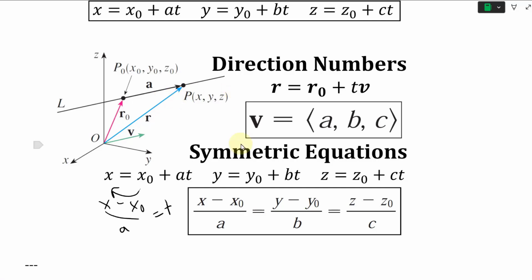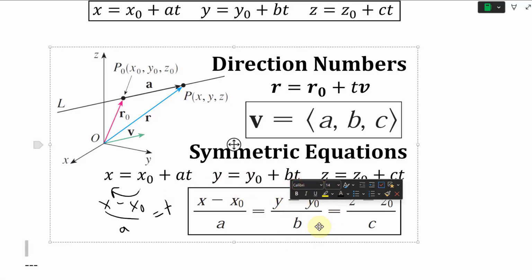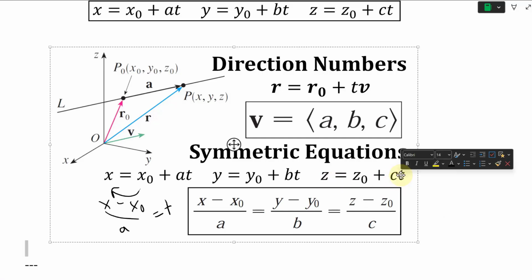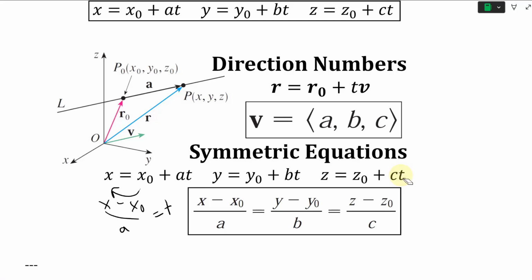Equals t like that. And similarly for y, you get y minus y naught divided by b equals t. And similarly for z, z minus z naught divided by c equals t. And then the t's all equate, so you get the symmetric equations of a line right here. So that's epic stuff there.